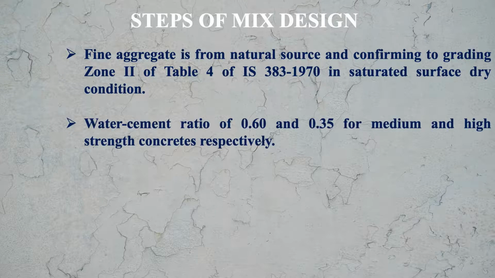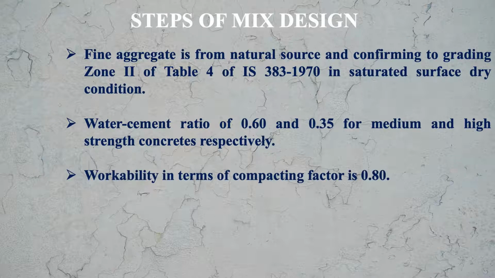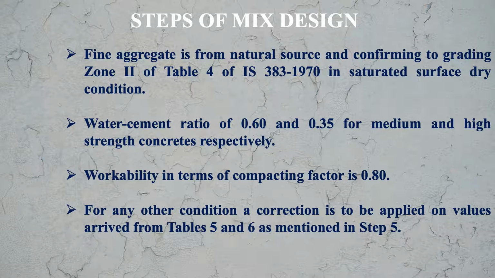Now water cement ratio of 0.6 and 0.35 for medium and high strength concretes respectively is used, and workability in terms of compacting factor is 0.8. For any other condition, a correction is to be applied on values arrived from table 5 and 6 as mentioned in step 5.